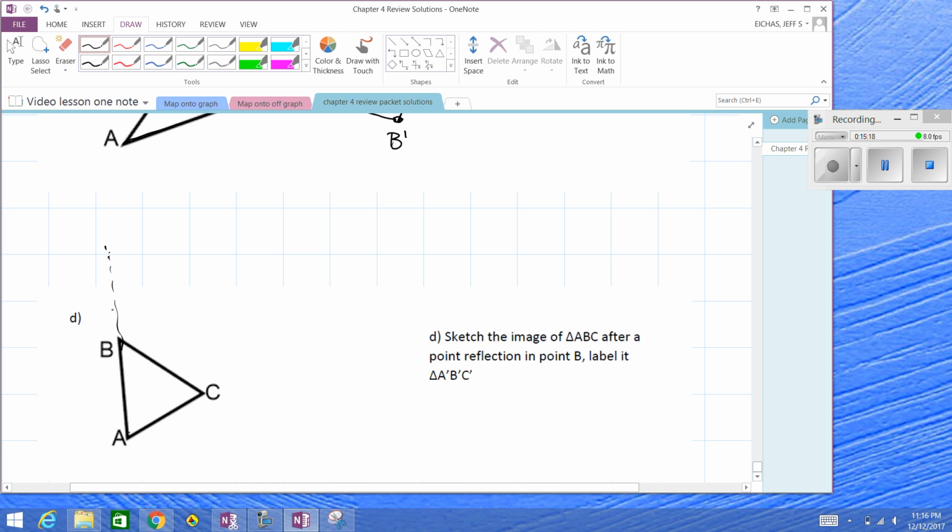And sketch after a point reflection in B, same thing. Okay, A is going to map to there-ish. C has to go straight through, same distance away, right about there. Close enough, I hope. Should be a straight path through, same with this. And it's also B prime. Okay, so that's the three that we're looking for.